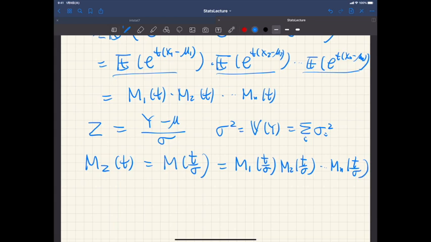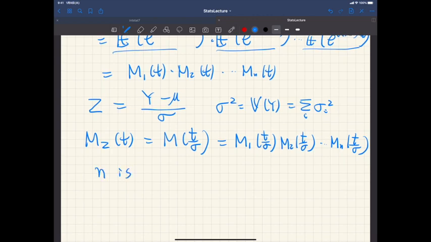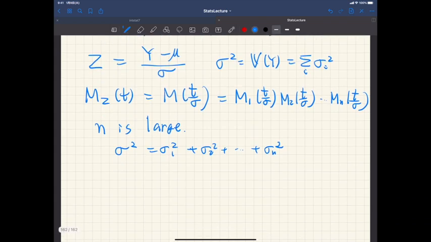Now, when n is sufficiently large, that means sigma squared, which is the sum of sigma 1 squared, sigma 2 squared, and so on. If you compare this sigma with each of sigma i's, sigma 1, sigma 2, and so on, it should be that sigma 1 squared is a lot smaller than sigma squared. And in fact, any of these sigma i's are a lot smaller than sigma.